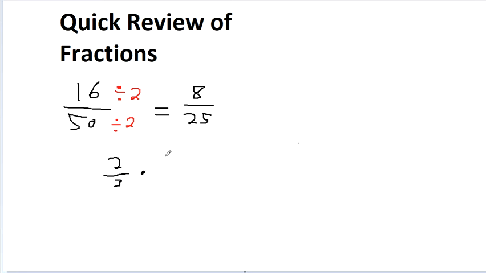If you need to multiply two fractions, all you do is multiply the numbers straight across the top. So 2 times 5 makes 10, and straight across the bottom, 3 times 4 makes 12. And then simplify. That's it. If you simplify this fraction, they both can be divided by 2, so you get 5 over 6.